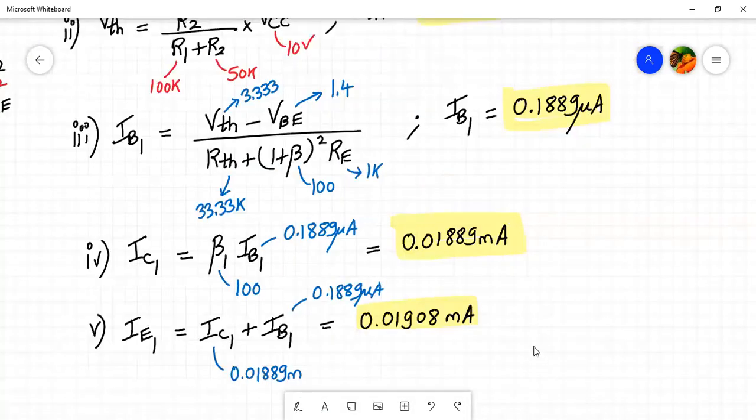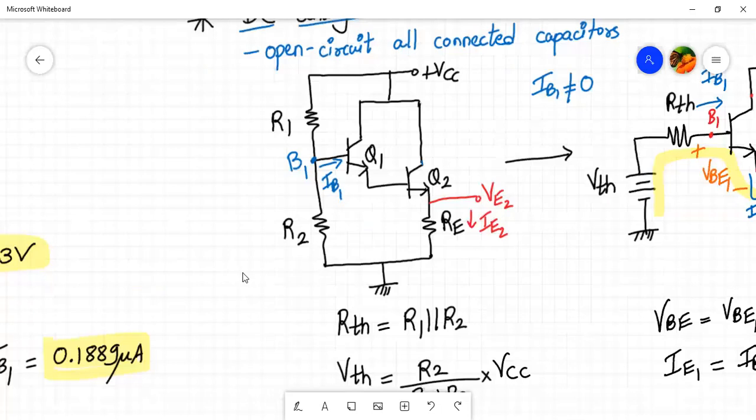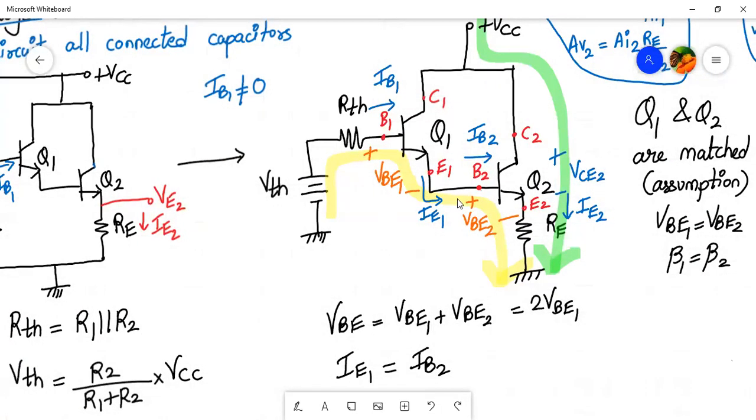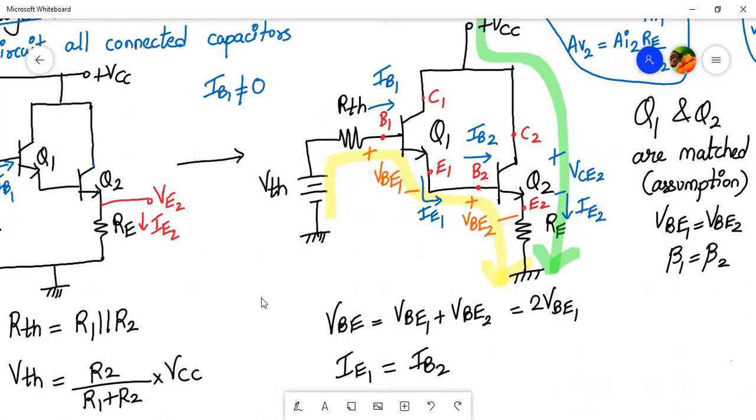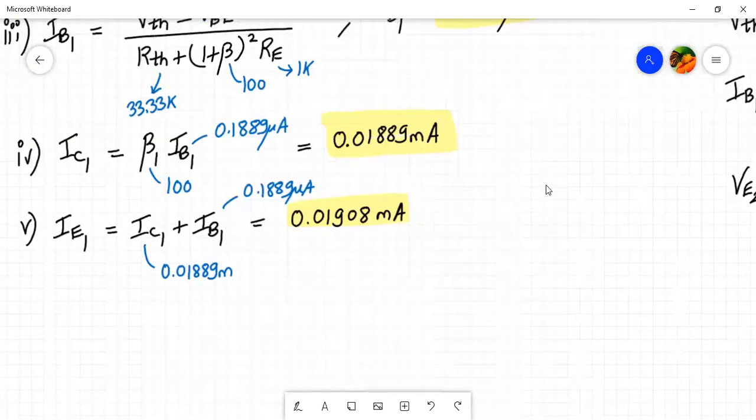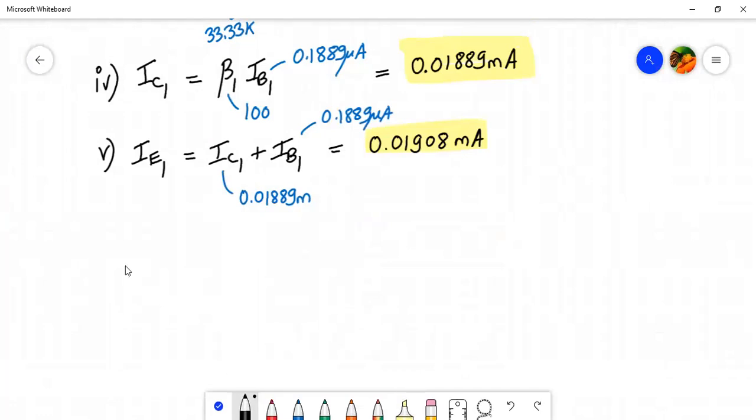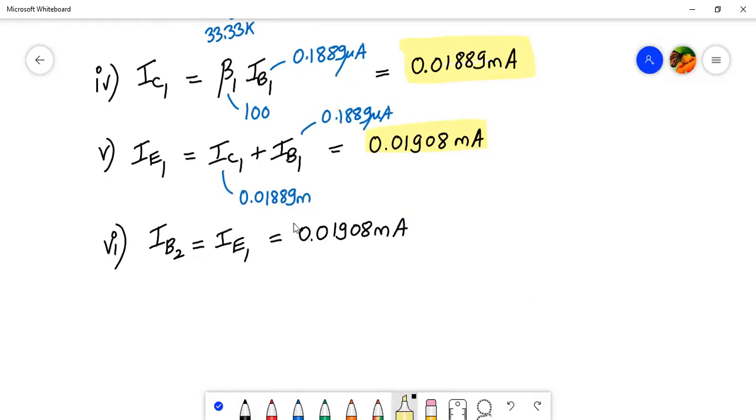Now let's go back to the diagram over here, right? So what you see over here is that IE1 is the same as IB2, all right? So let's write that down. So your terminal current IB2 is equal to IE1, which will be equal to 0.01908 milliamperes. So that's the value of the base current for the second transistor.